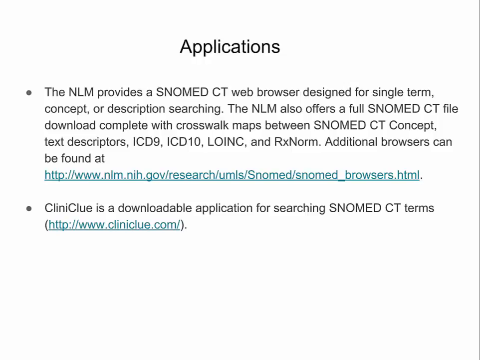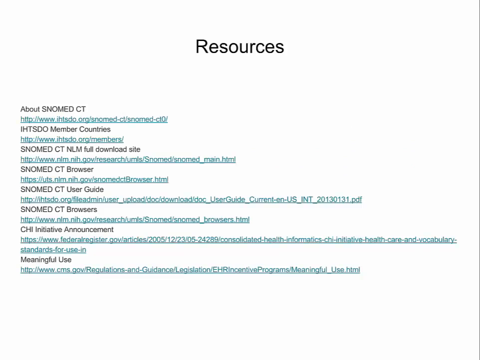The National Library of Medicine provides a SNOMED CT web browser designed for single-term, concept, or description searching. The NLM also offers a full SNOMED CT file download, complete with crosswalk maps between SNOMED CT concepts, text descriptors, ICD-9, ICD-10, LOINC, and RxNorm. Additional browsers can be found at the link included on this slide. ClinicClue is another application that is downloadable and useful for searching SNOMED CT terms. It can be accessed at the link included here. There are a variety of other resources available that relate to SNOMED CT. They are provided on this slide.